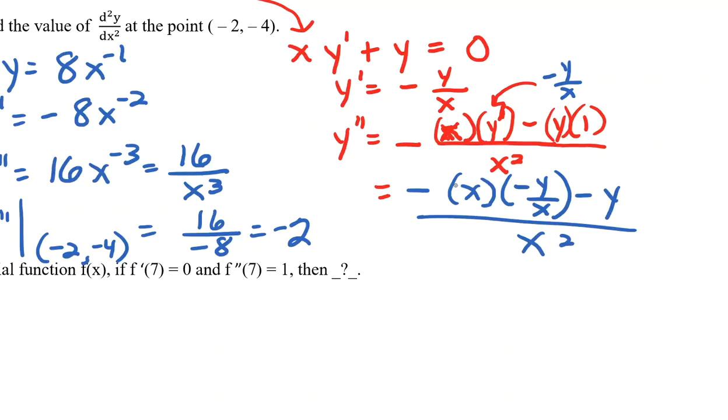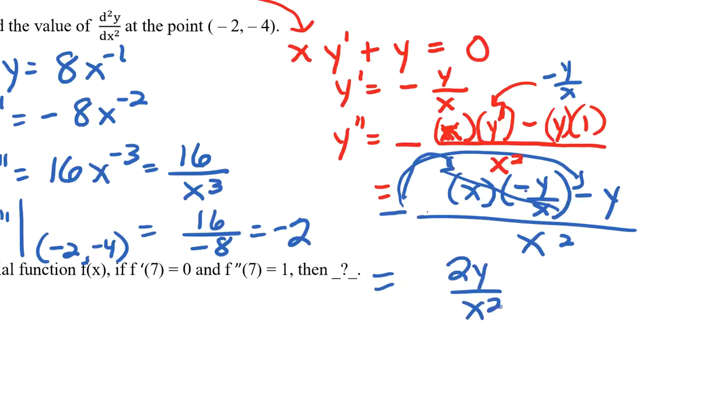If I replace that y prime with what we just found out a minute ago, then look what's going to happen. These x's will cancel, and let me just be a little careful here. This negative sign, remember, is out in front of the whole fraction. So let's be careful about that negative sign. So it distributes times each of these terms. So we'll have a positive y and a positive y. So we've got a 2y over x squared.